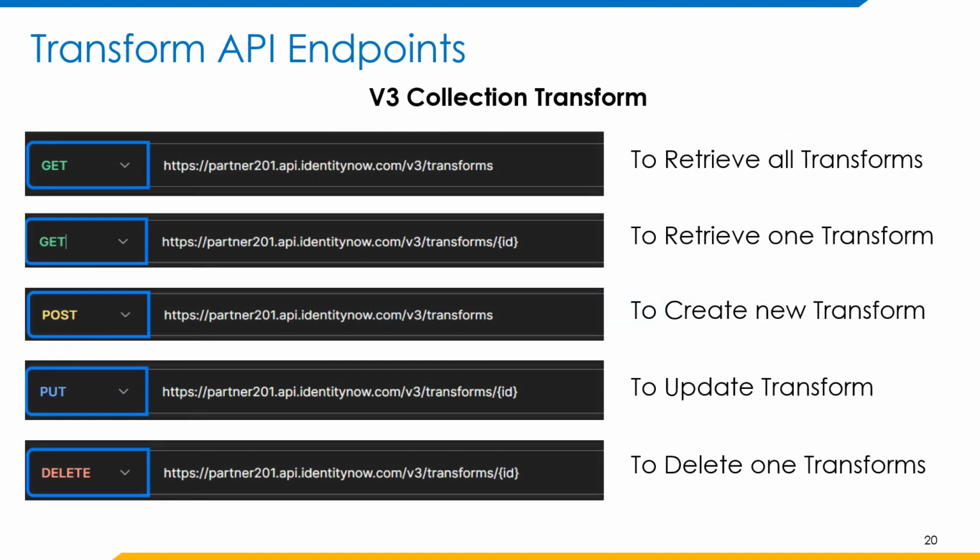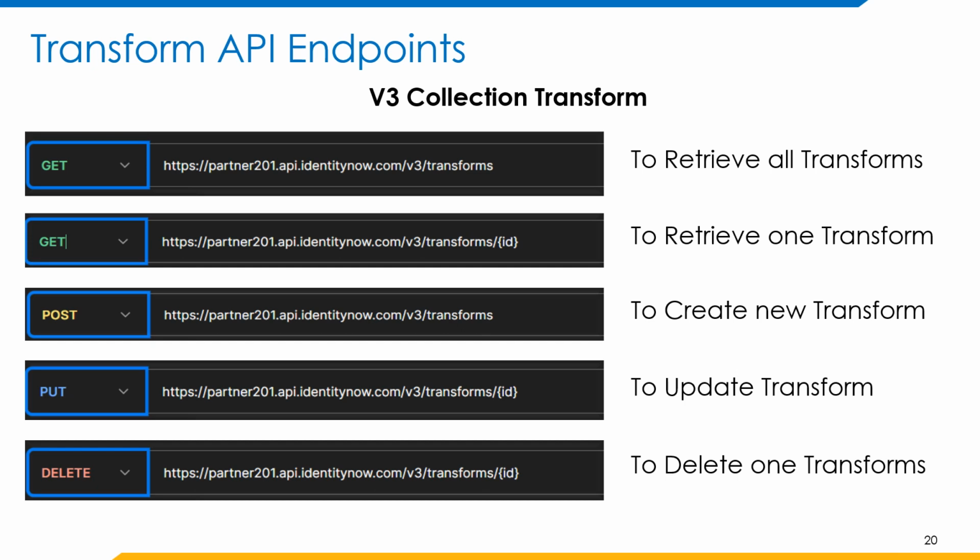While using the API, there are several methods that can be used. Some of them are the get, post, put, and delete methods. You will understand each and every method shown here. To retrieve all the transforms that you have created, we can use the get method, and the collection will be v3/transforms. Under the get method, if you want to retrieve only a single transform, you require the ID of the transform that you want to retrieve.